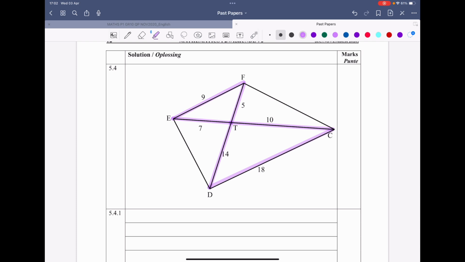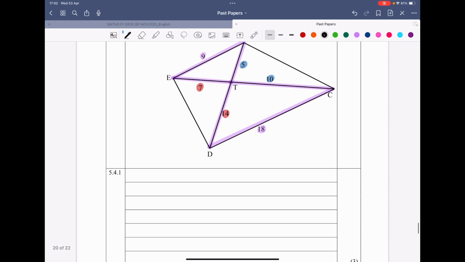So I've got 9 and 18 for this bottom part. I've got 10 and 5 for the one side. And I've got 7 and 14 for the other side. And if you notice, 9 is half of 18, 7 is half of 14, and 5 is half of 10. So we can see that these triangles are already in proportion.